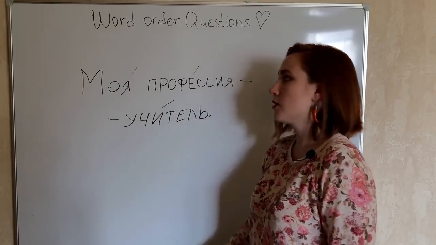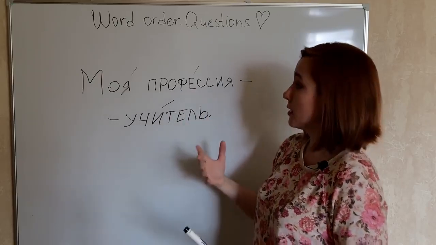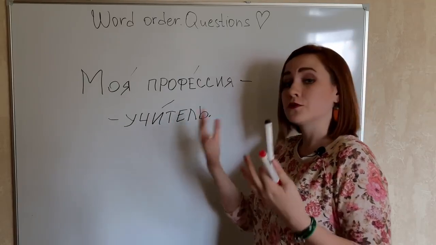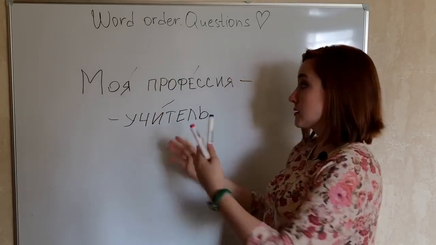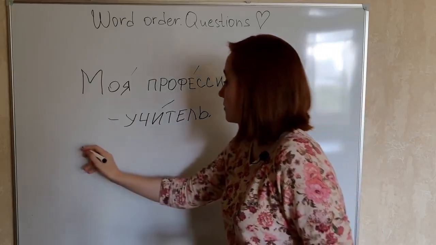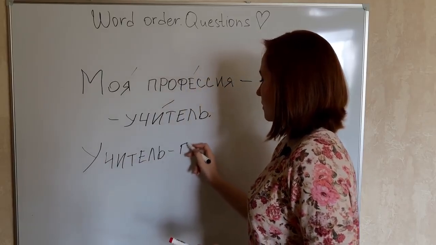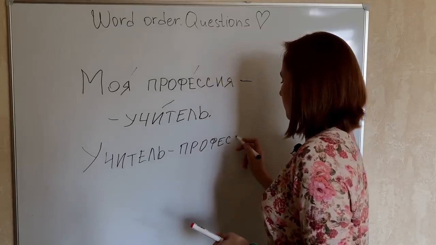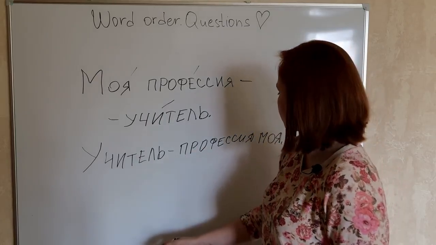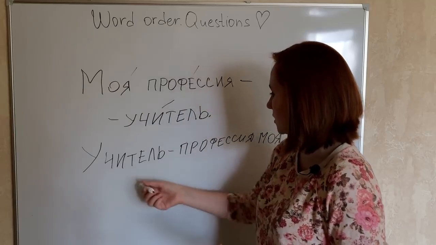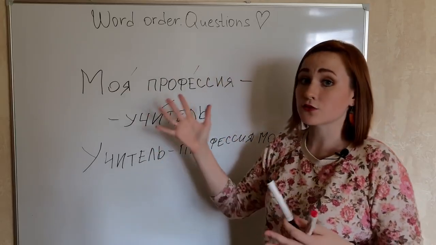Учитель, моя профессия. Or something like a once upon a time situation, you're telling some story, you may start, учитель, профессия моя, and blah, blah, blah, telling a story. So, yes, you change those places of the words. Let's write it down. Учитель, профессия моя. Or учитель, моя профессия, right? So, you see, it's not random.